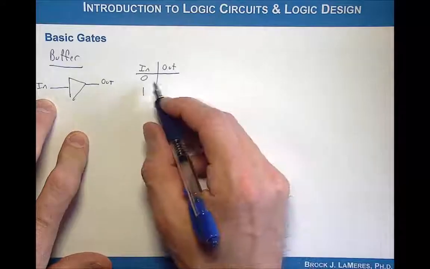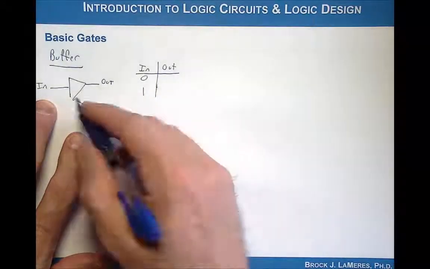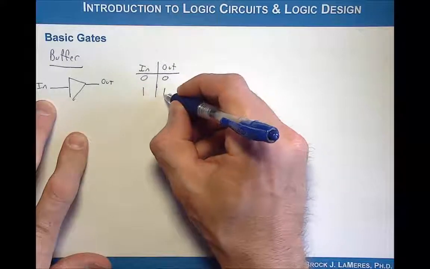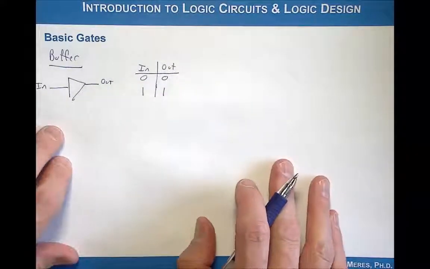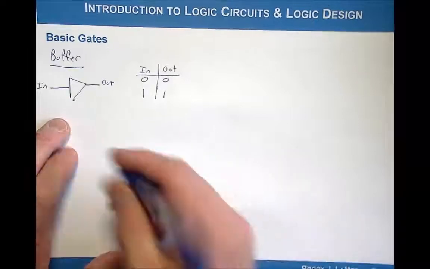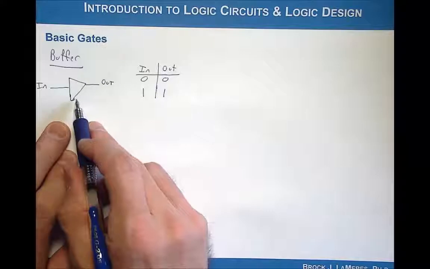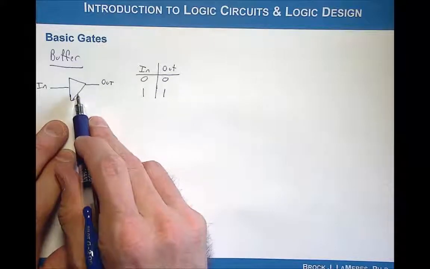And simply what a buffer does is just pass the input to the output. So if the input's a 0, the output's a 0. If the input's a 1, the output is a 1. Okay? So that's the description of a buffer. Now, the reason it's a basic gate is because, knowing the truth table for this, if you ever see this triangle, that means that you have a buffer.